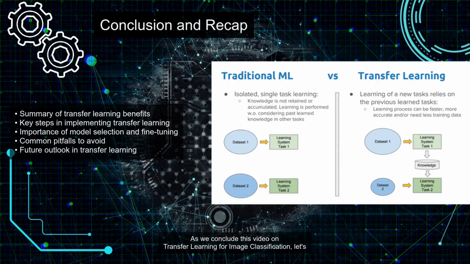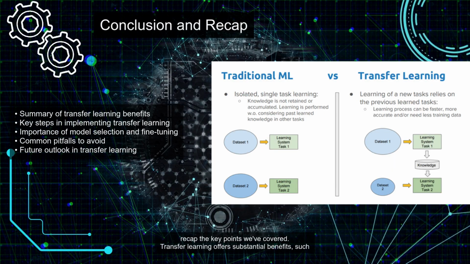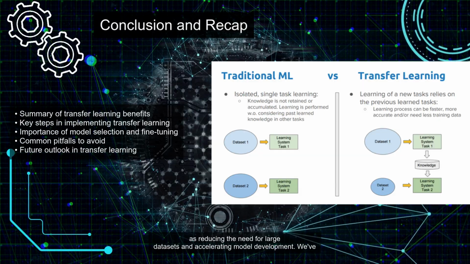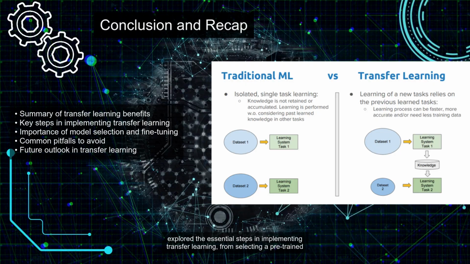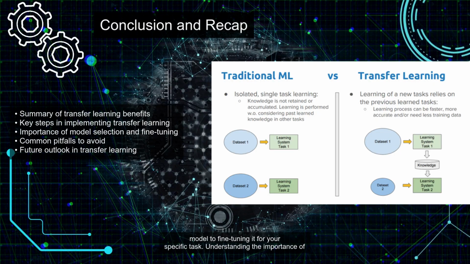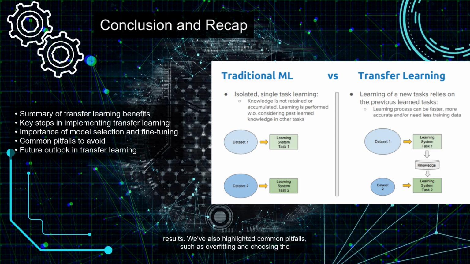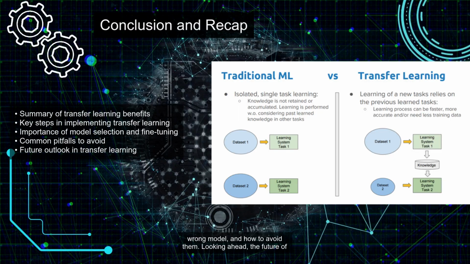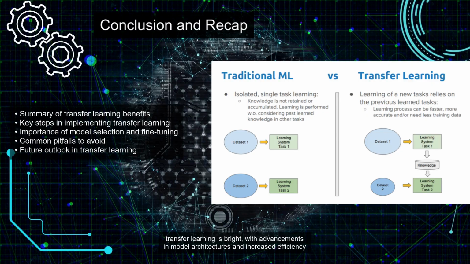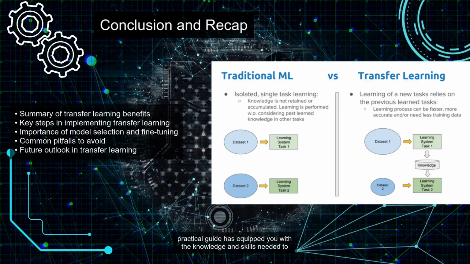These advancements promise to further enhance the capabilities of transfer learning, making it an even more powerful tool in the field of computer vision. As we conclude this video on transfer learning for image classification, let's recap the key points we've covered. Transfer learning offers substantial benefits, such as reducing the need for large datasets and accelerating model development. We've explored the essential steps in implementing transfer learning, from selecting a pre-trained model to fine-tuning it for your specific task. Understanding the importance of model selection and fine-tuning is crucial for optimizing performance and achieving accurate results. We've also highlighted common pitfalls, such as overfitting and choosing the wrong model, and how to avoid them. Looking ahead, the future of transfer learning is bright, with advancements in model architectures and increased efficiency promising even greater applications in computer vision and beyond.